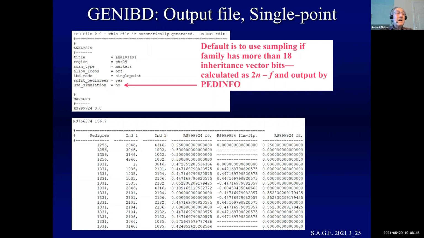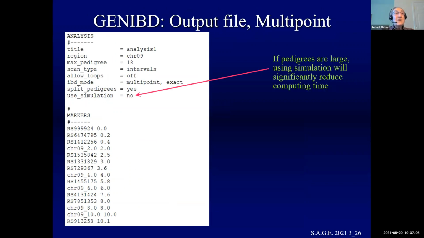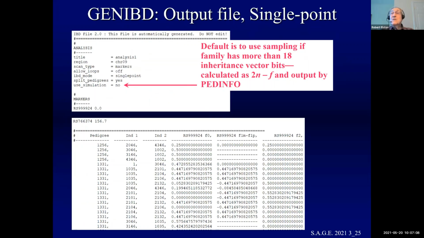And you can see all the markers one at a time, the pedigree ID, the individuals, and the markers. Okay, so it tells you, go back one, please. You can see on the bottom half, it gives you F0, the probability of sharing 0, the difference between the mother and father, parent of offspring, and then the F2. It gives you all those bits of information.